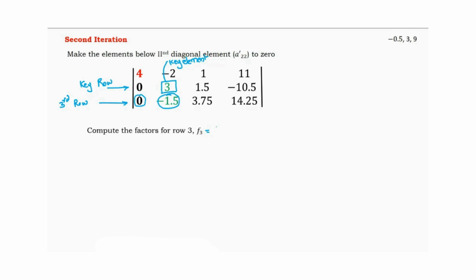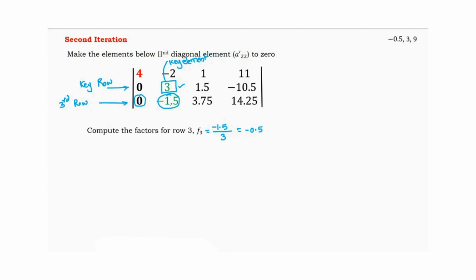F3 is equal to, so which element would you like to make 0? Now already it is 0. So our aim is to make this a 0. This is minus 1.5. I would like to make this a 0, divided by the key element. So this is the key element, and the key element is 3. So this is equal to minus 0.5.